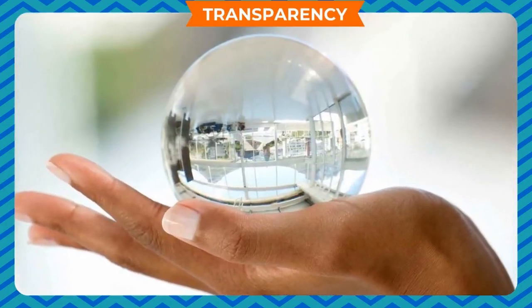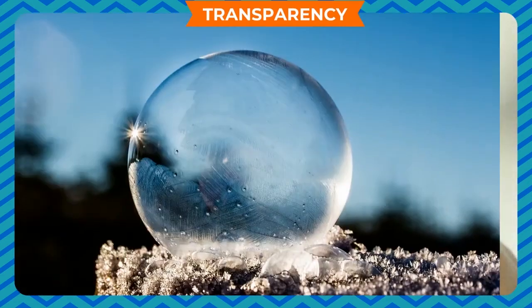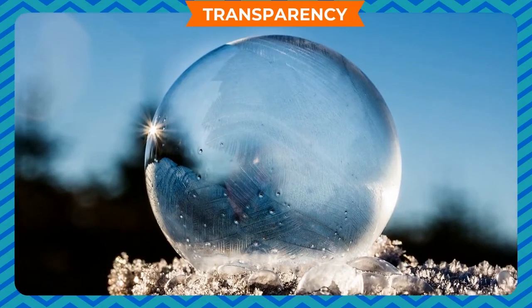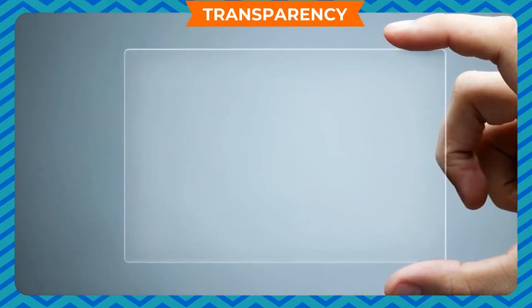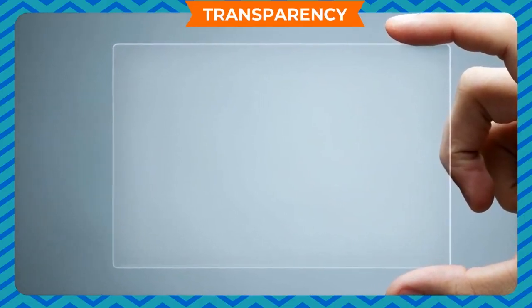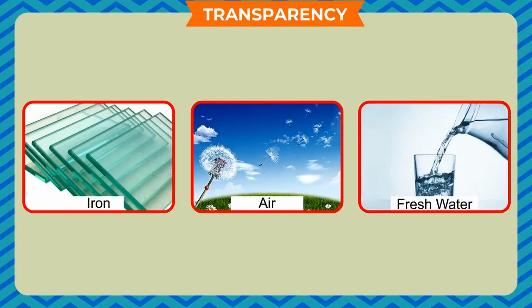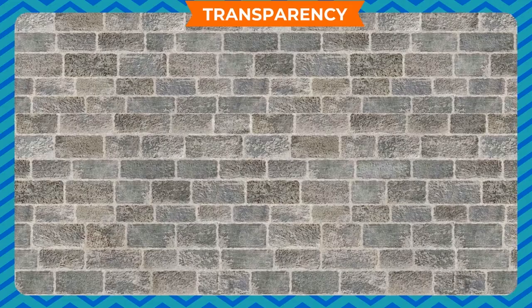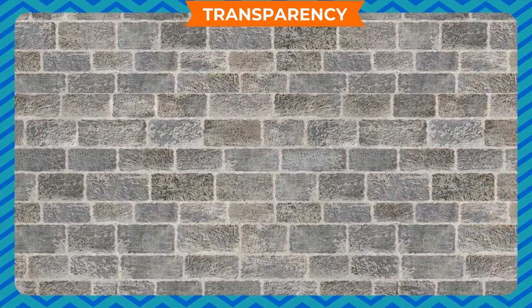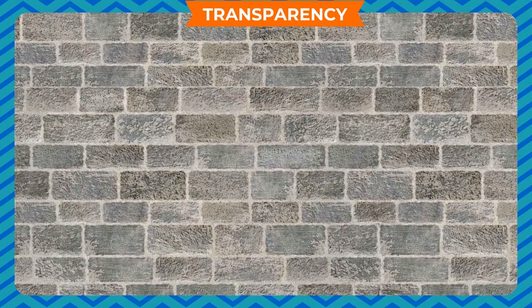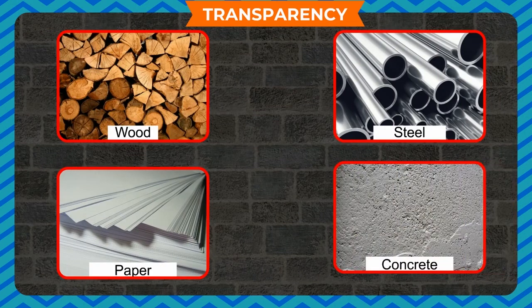Transparency. You can see objects through some materials easily. The materials through which light can pass easily are called transparent materials. This physical property of materials is called transparency. Examples of transparent materials are glass, air, fresh water, etc. The materials through which light cannot pass and you cannot see the objects through them are called opaque materials. Examples of opaque materials are wood, steel, paper, concrete, etc.